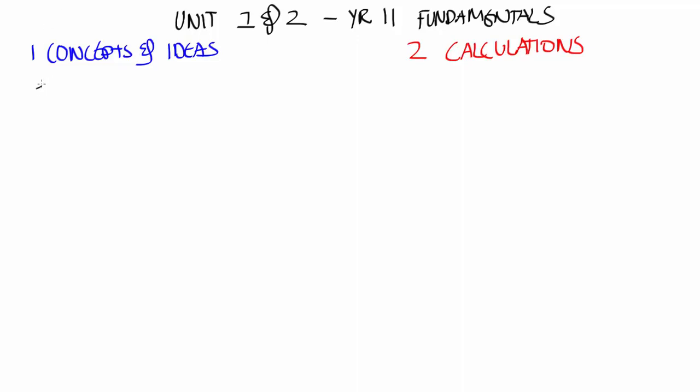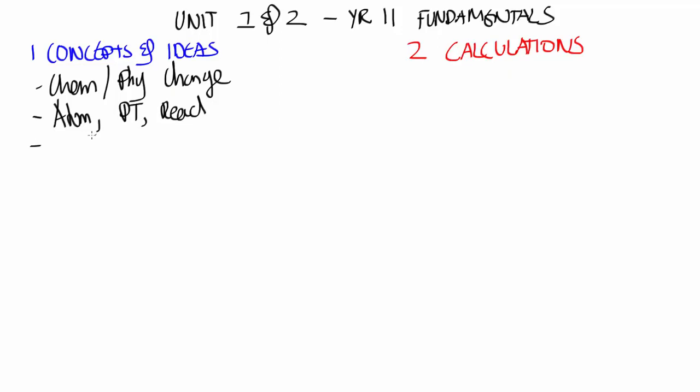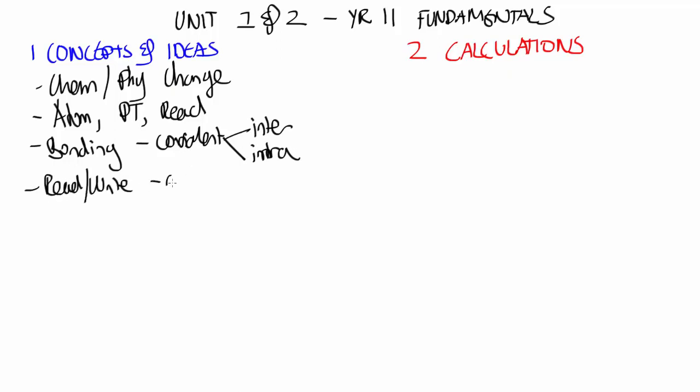So in the first unit, we'll look at chemical and physical change. Then we'll look at the idea of the atom, the periodic table, and how to read it. We'll look at bonding, and specifically the ideas of covalent bonding, intra and intermolecular bonding. And then we'll look at how to read and write formulas and equations, and the difference between sulfate, sulfite, sulfide. Lastly, we'll look at ionic equations.